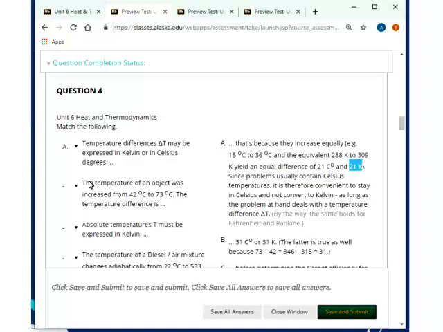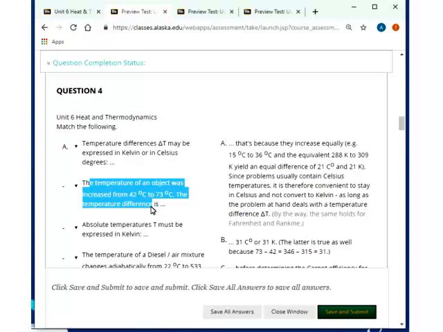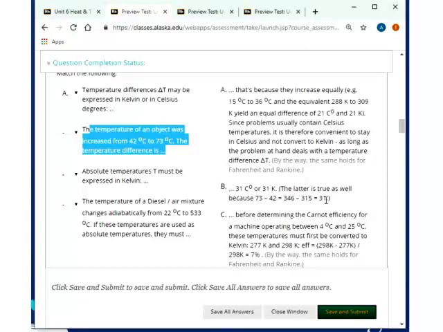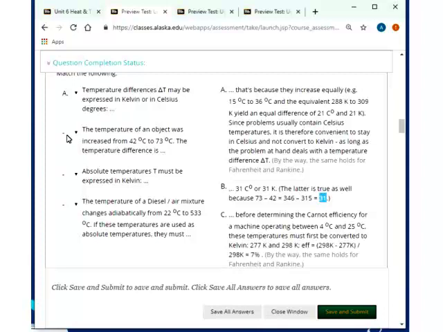Okay, so let's see. Temperature of an object was increased from 42 to 73 degrees Celsius. The temperature difference is 31 Celsius degrees or 31 kelvins. And again, it comes out to 31 either way. I believe all of these are in the correct order. Let's see, there are a couple more here.